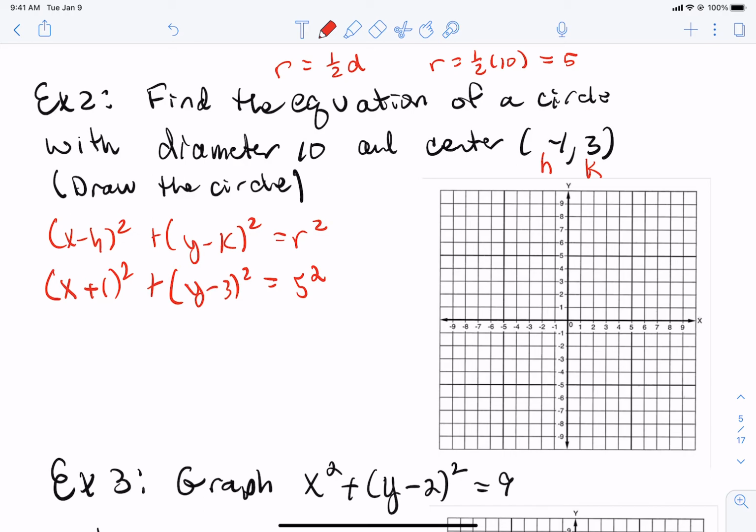Now let's actually square that 5, and then our equation is good to go. 5 squared is 25, so let's write that as 25. So now we have the equation of our circle. The last thing, let's go ahead and draw it.